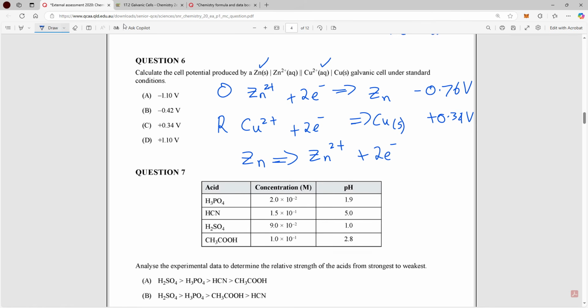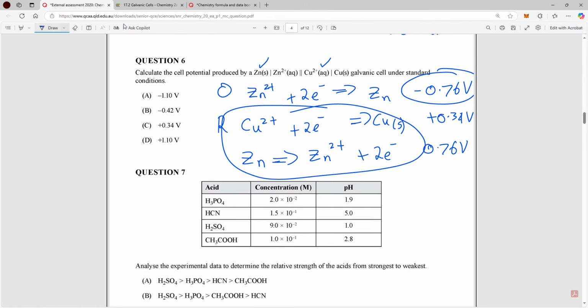Now, if you're flipping the equation, you have to flip the voltage around, so 0.76 volts. Now, if you added the two equations together, the electrons will cancel out because you have 2 electrons on the left-hand side and 2 electrons on this side. So if you added the two equations together, you get Zn plus Cu2+ produces Zn2+ plus Cu. And then you would have that standard potential, which is going to be positive 1.1 volts.